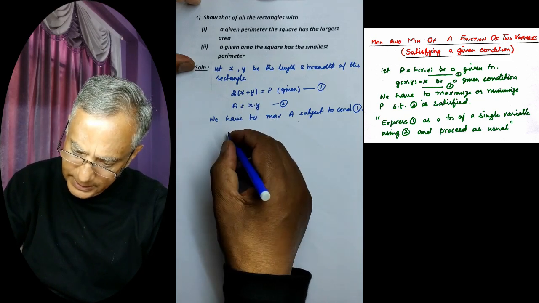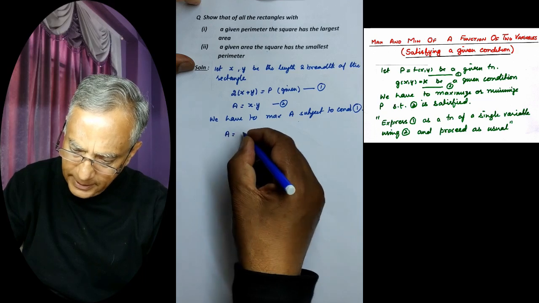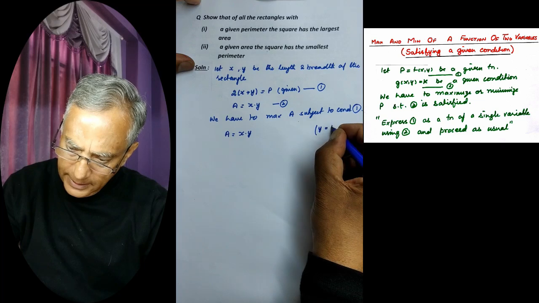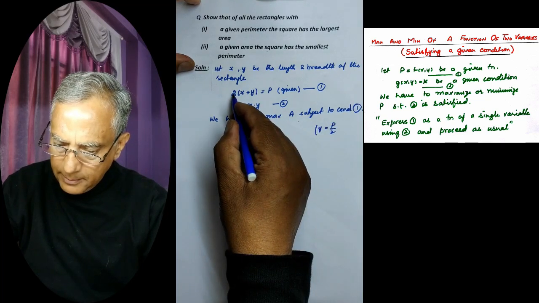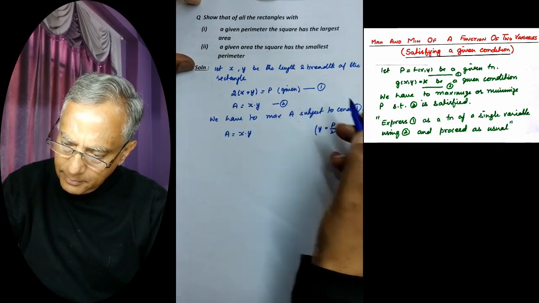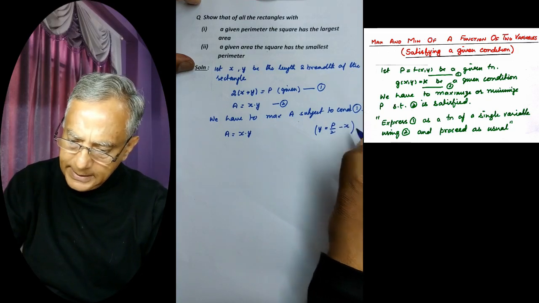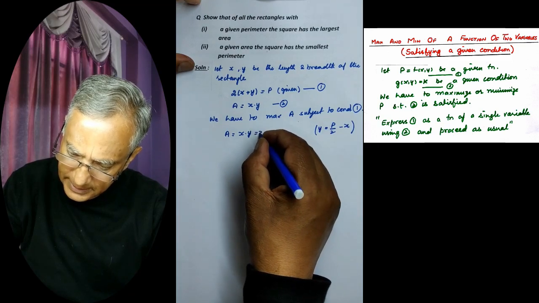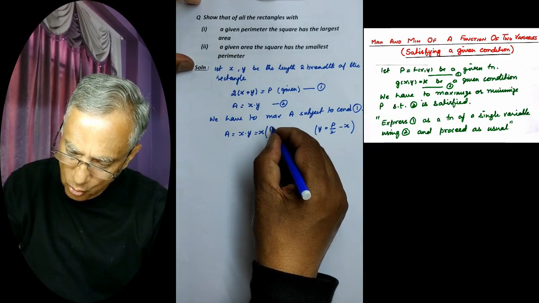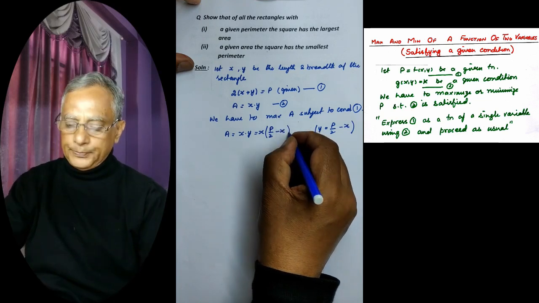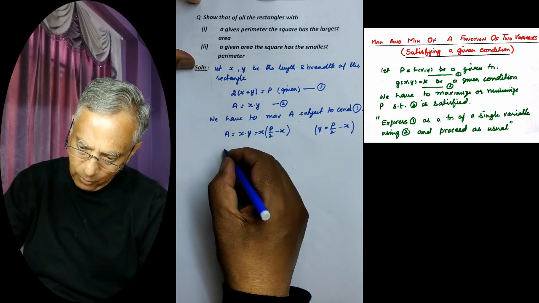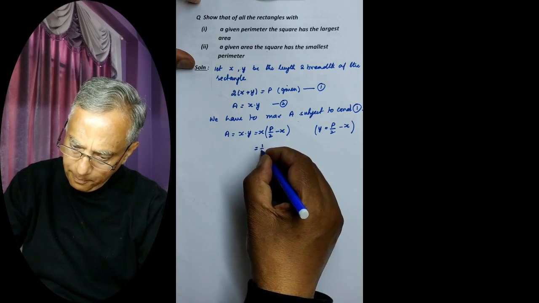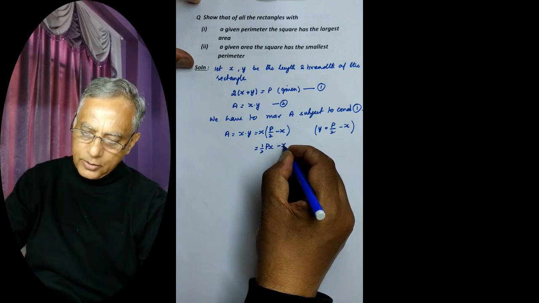So A is equal to x into y, but y is equal to p by 2 minus x, taking x to the other side. So this is equal to x into p by 2 minus x, eliminating y. And therefore now this is a function of a single variable. This can be written as 1 by 2 times px minus x square.